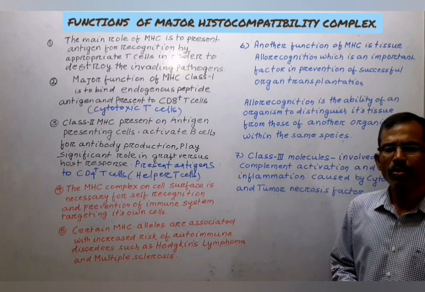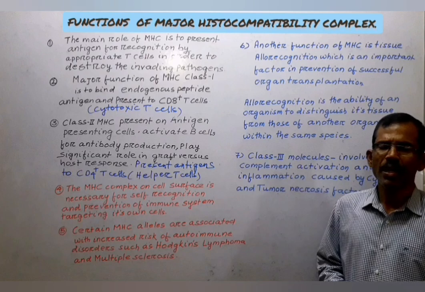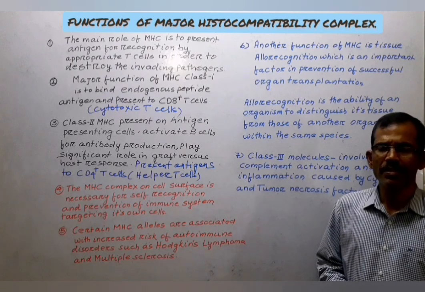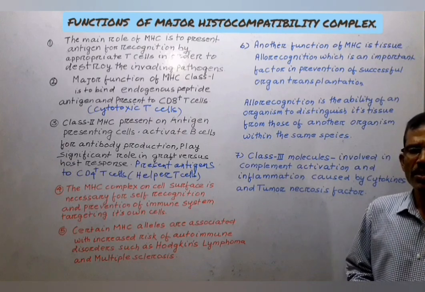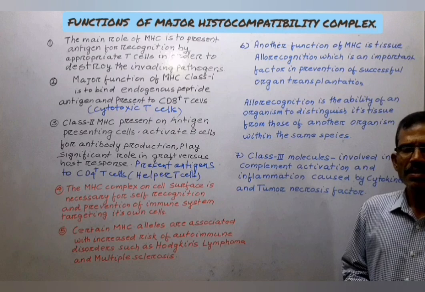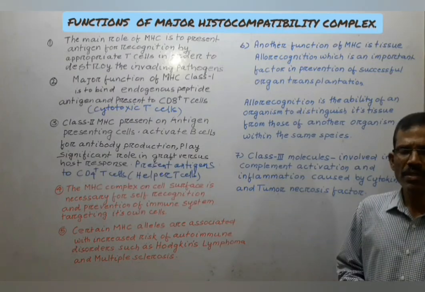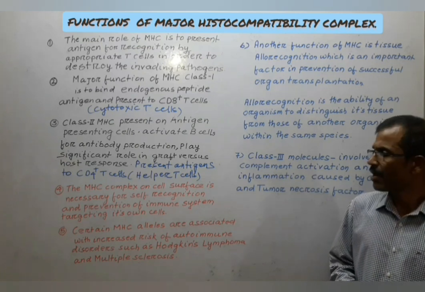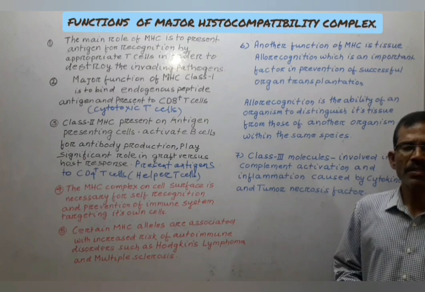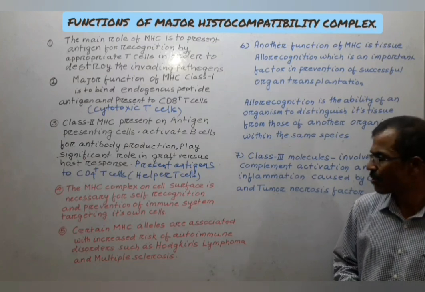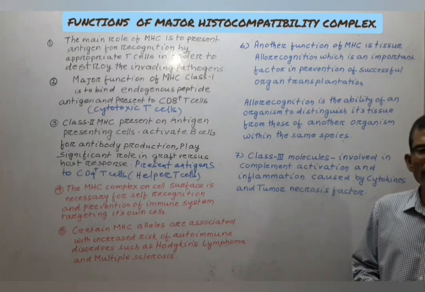Class 2 MHC molecules are present exclusively on a subset of leukocytes called antigen-presenting cells. They play a significant role in graft versus host response. They present antigens obtained from extracellular sources to CD4 plus T cells, also known as T helper cells. The MHC complex on cell surface is necessary for self-recognition and prevention of the immune system targeting its own cells.